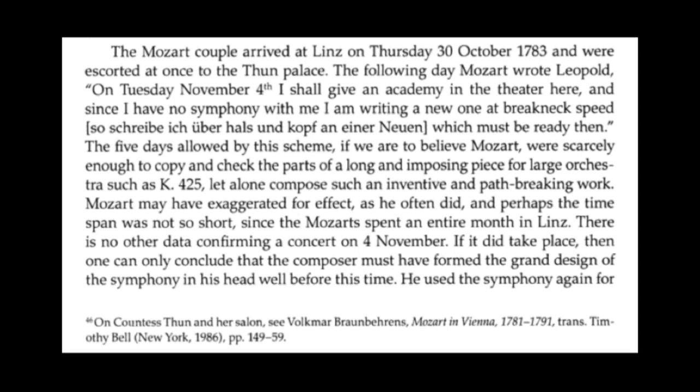The Mozart couple arrived at Linz on Thursday, the 30th of October, 1783, and were escorted at once to the Thun Palace. The following day, Mozart wrote Leopold, "On Tuesday, November 4th, I shall give an academy in the theater here. And since I have no symphony with me, I am writing a new one at breakneck speed, which must be ready then." The 5 days allowed by this scheme, if we are to believe Mozart, were scarcely enough to copy and check the parts of a long and imposing piece for large orchestra such as K425, let alone compose such an inventive and path-breaking work.